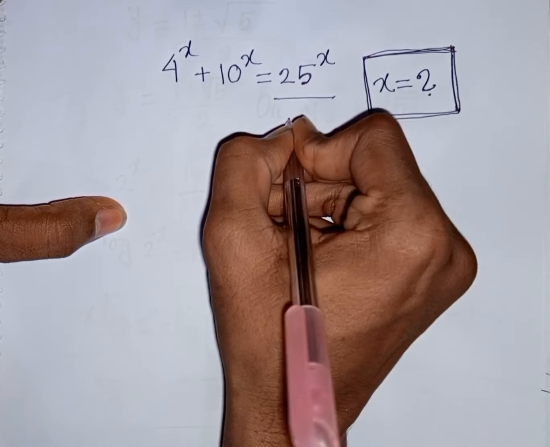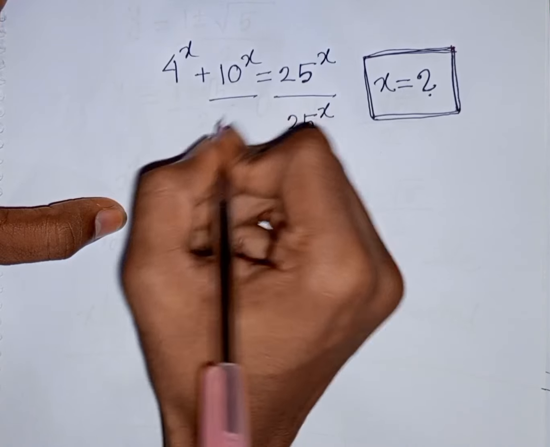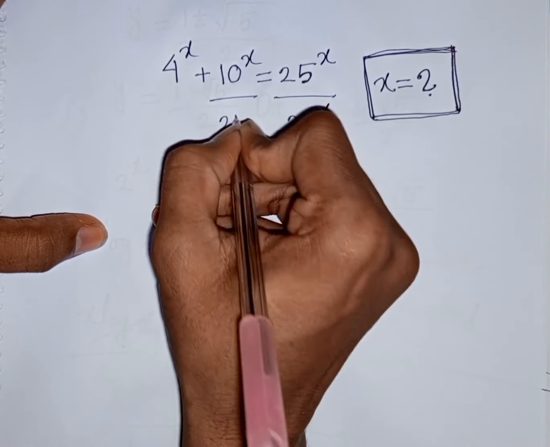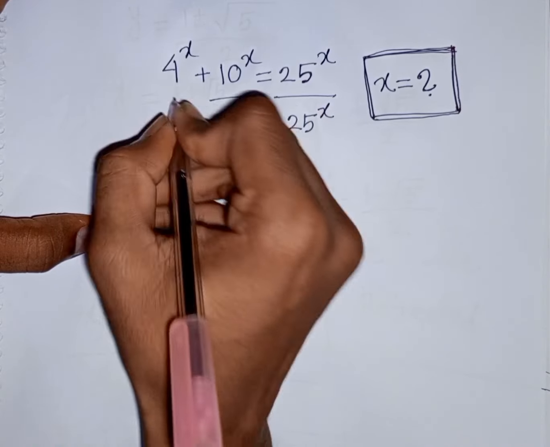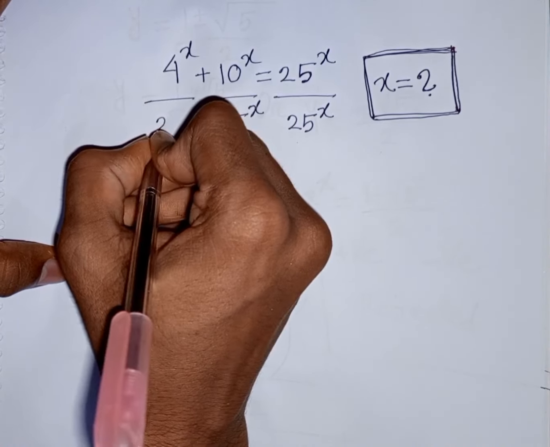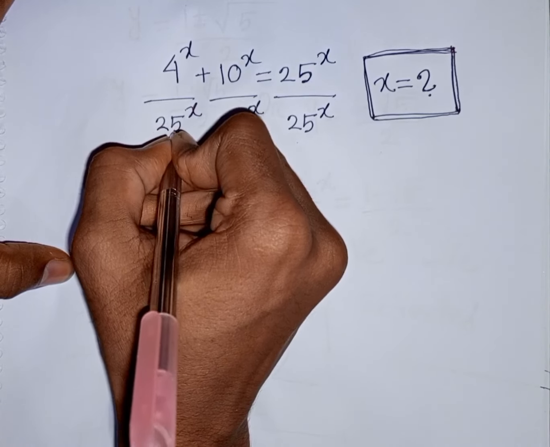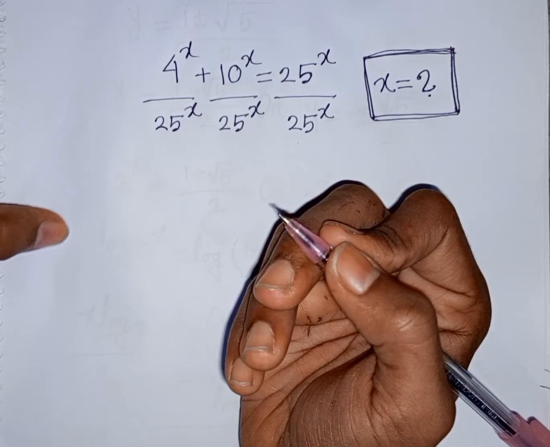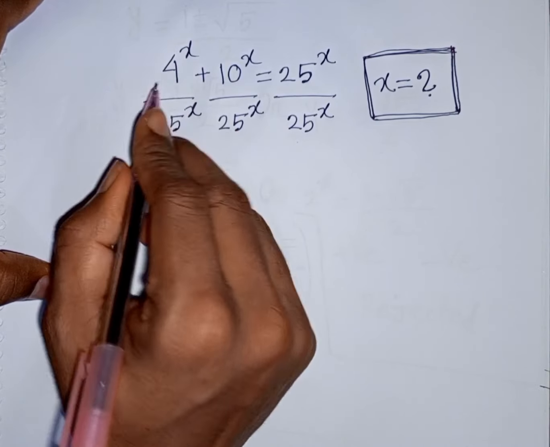So divide by 25^x, divide by 25^x, divide by 25^x. Now, from here, we see x, same power, but different bases.